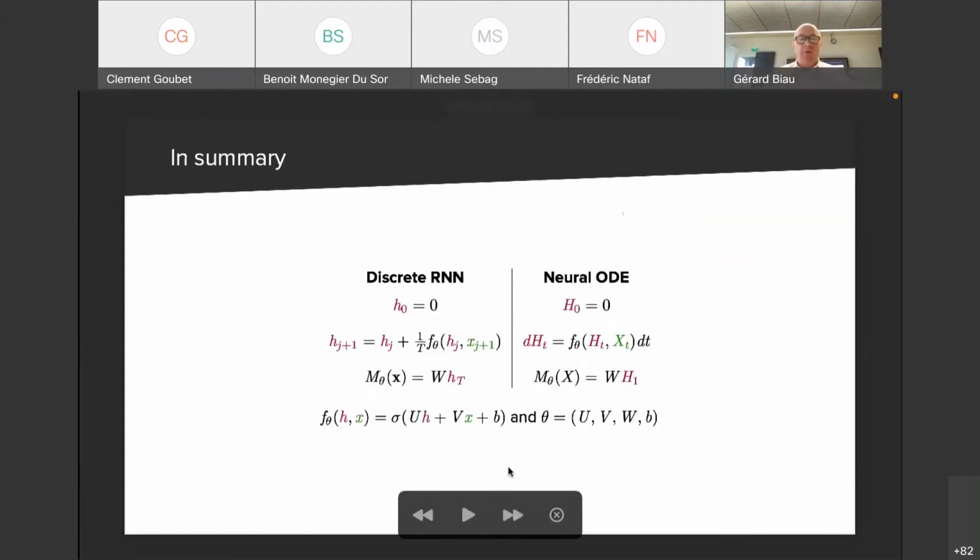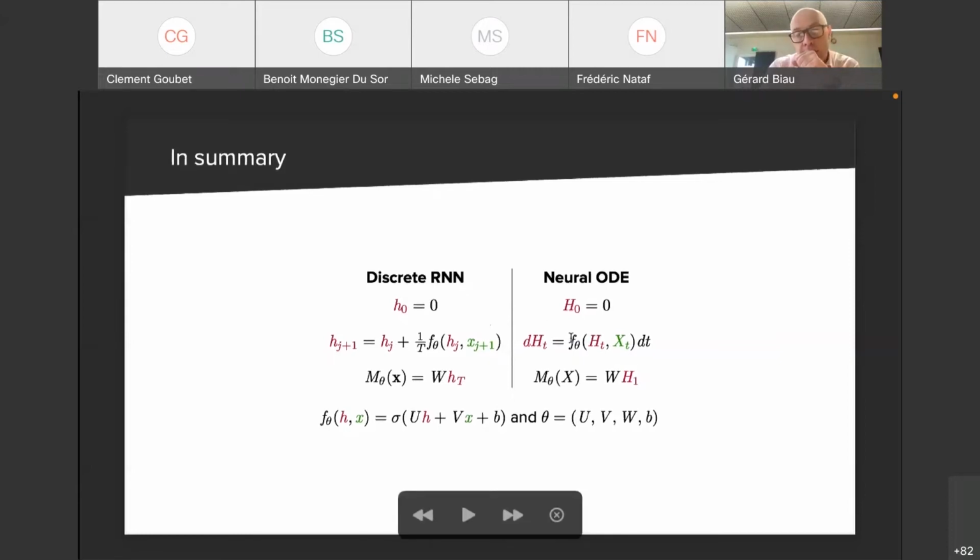So in summary, just to see where we are for now, we have on the left the discrete RNN, the traditional RNN. We have seen that we pass from one data point, and one data point is built like this with this mechanism of hidden state. And at the end, the decision is just taking a linear matrix of the last state.